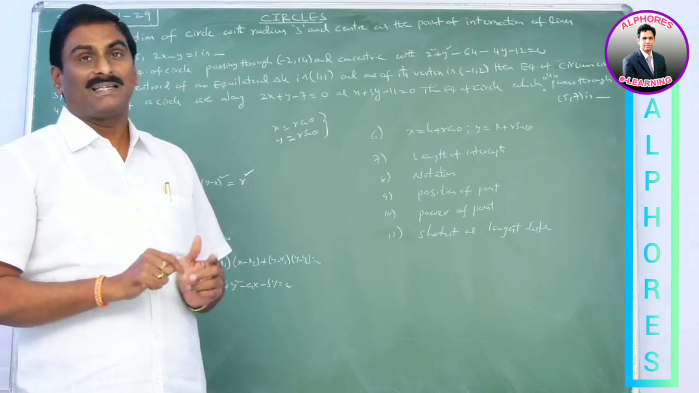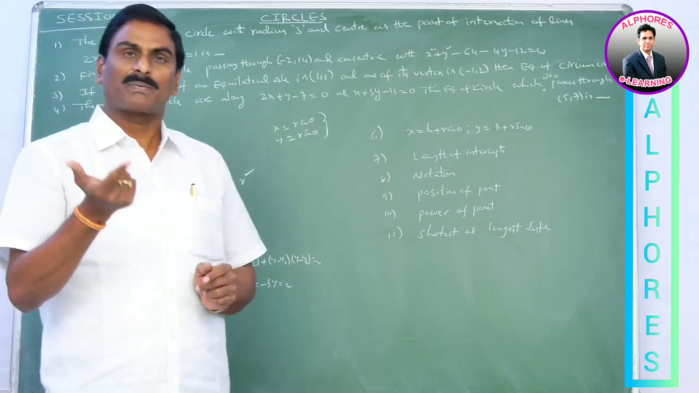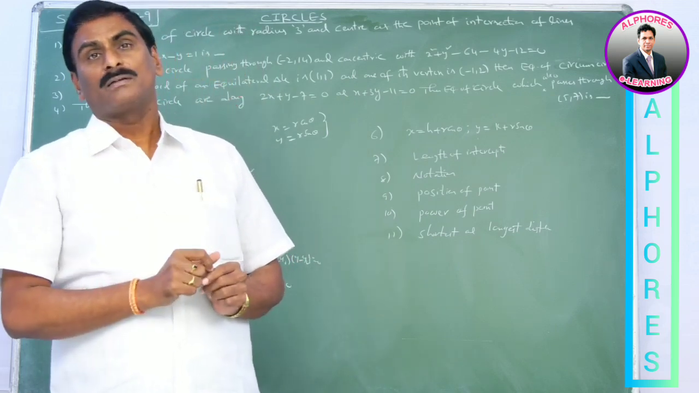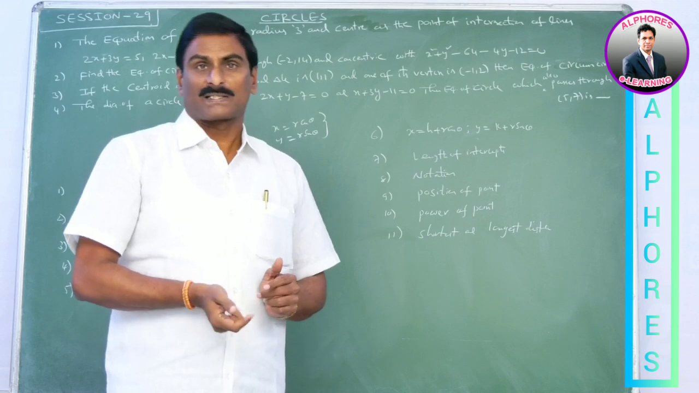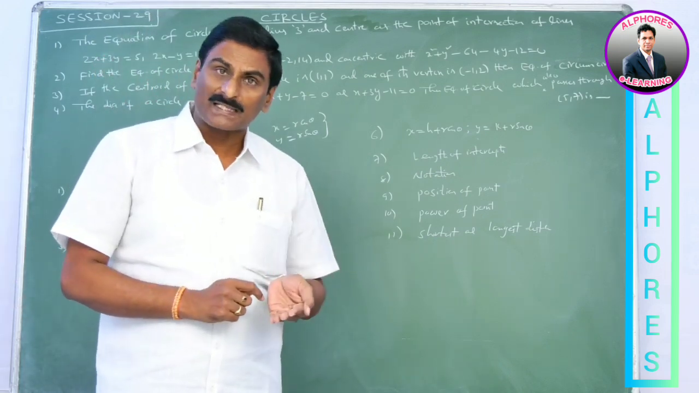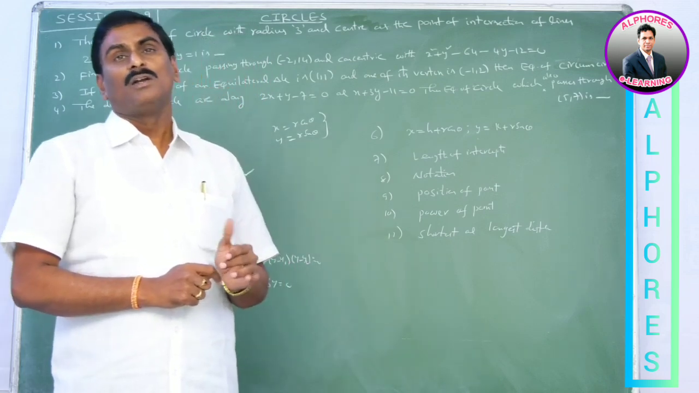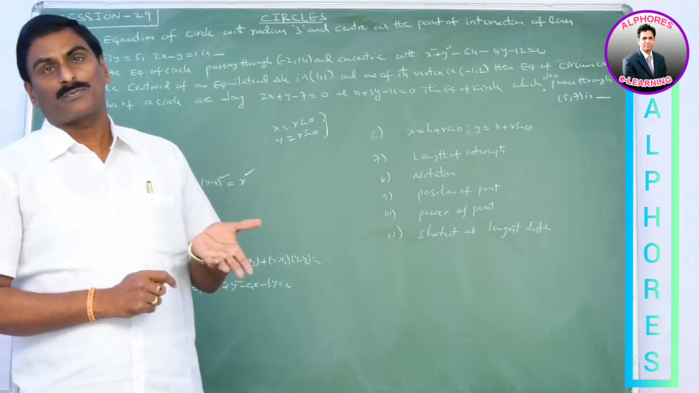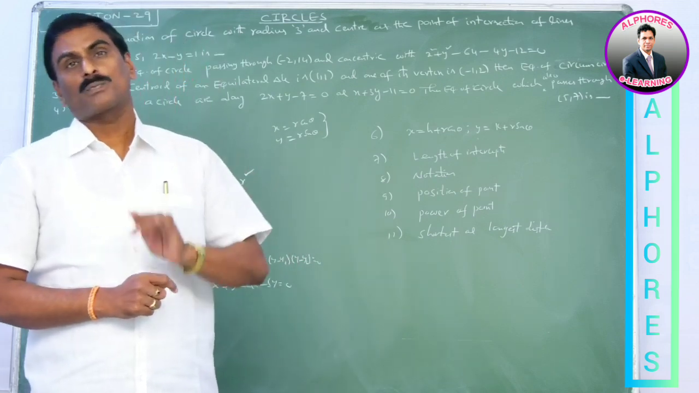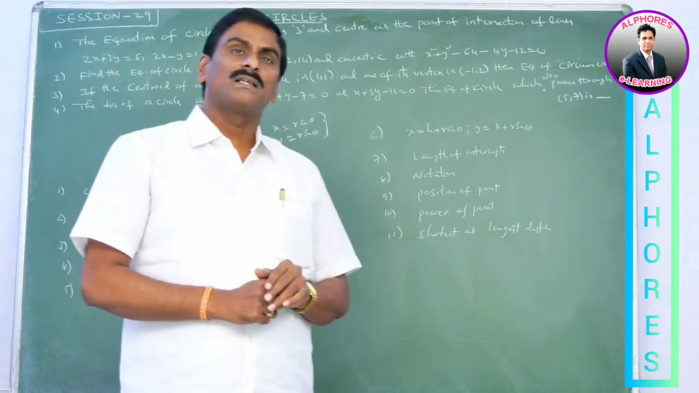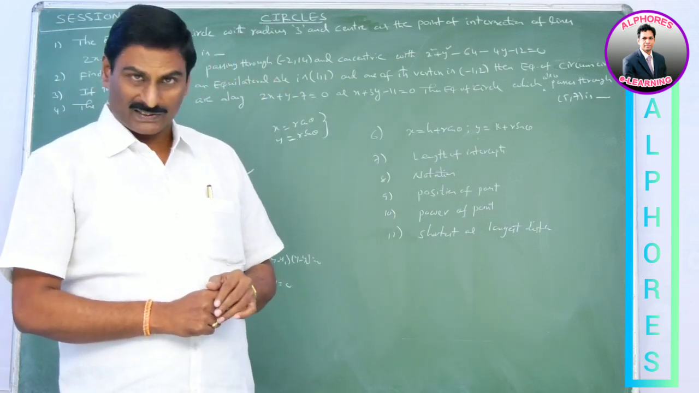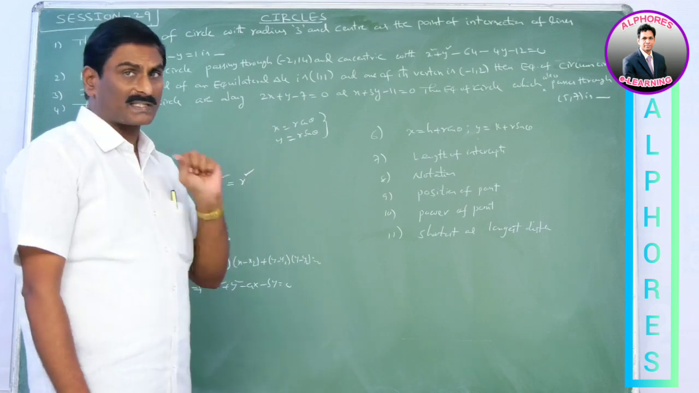Similarly, the notation S1 is x x1 plus y y1 plus g of (x plus x1) plus f of (y plus y1) plus c. Similarly, S11 is x1 square plus y1 square plus 2g x1 plus 2f y1 plus c. S12 is x1 x2 plus y1 y2 plus g of (x1 plus x2) plus f of (y1 plus y2) plus c. These are the standard notations.